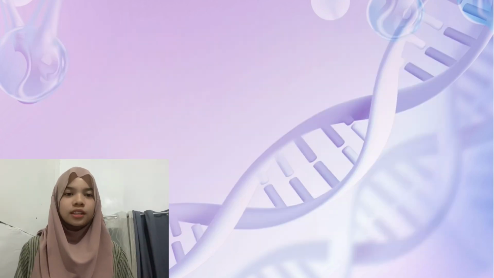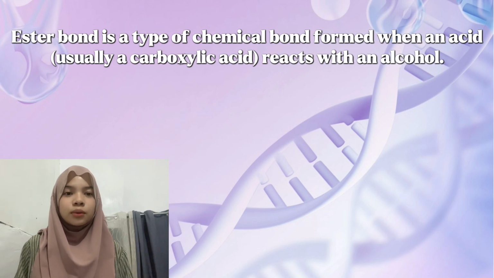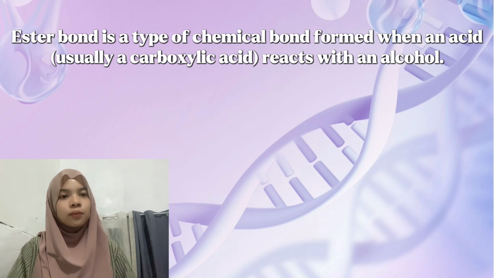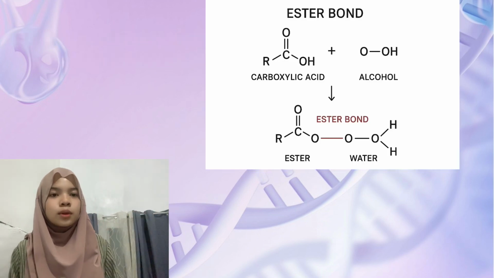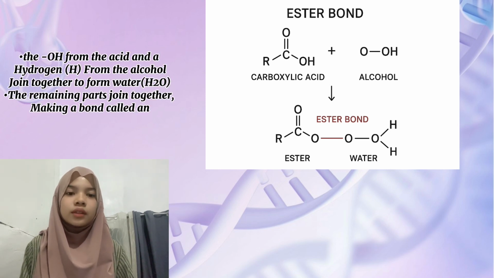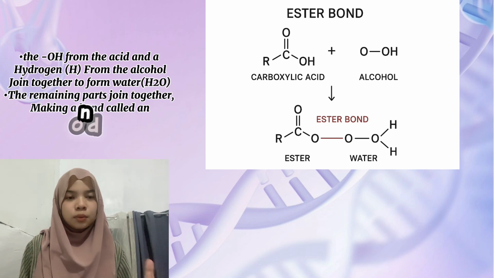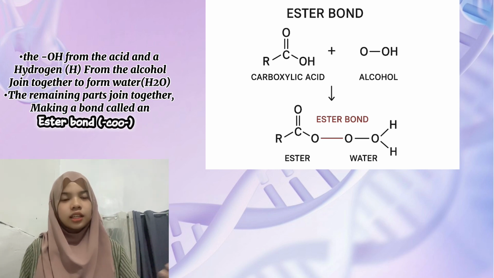So first, what is an ester bond? An ester bond is a type of chemical bond formed when an acid, usually a carboxylic acid, reacts with an alcohol. This picture here will show you how an ester bond forms. When they react, the oxygen and hydrogen from the acid and a hydrogen from the alcohol join together to form water. The remaining parts join together, making a bond called an ester bond. So that's all for the ester bond.